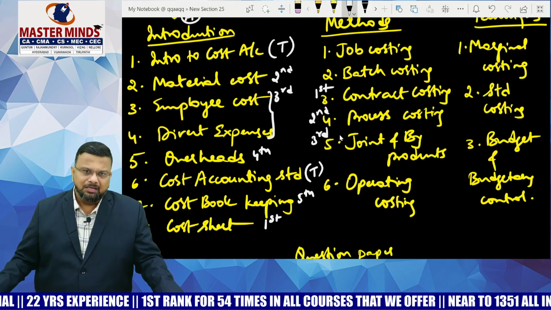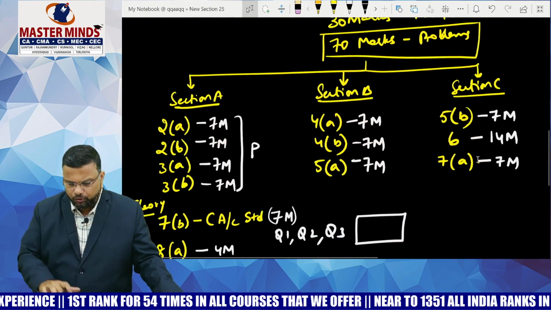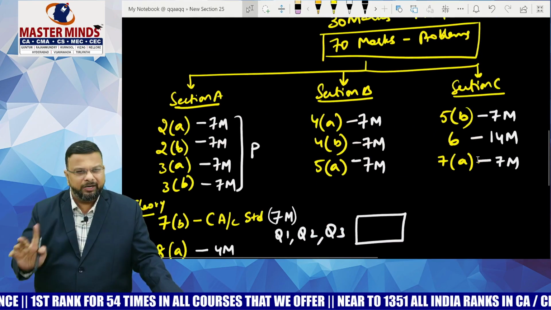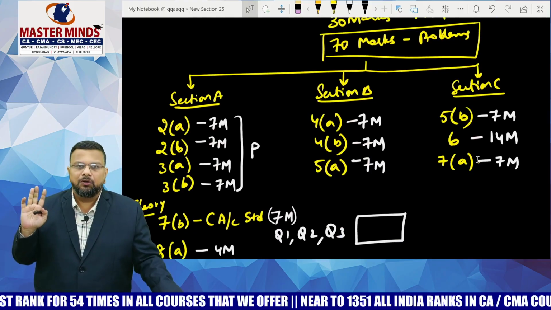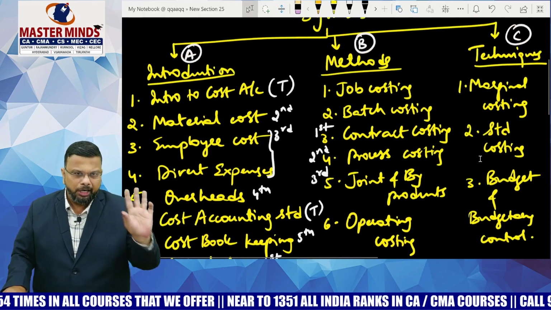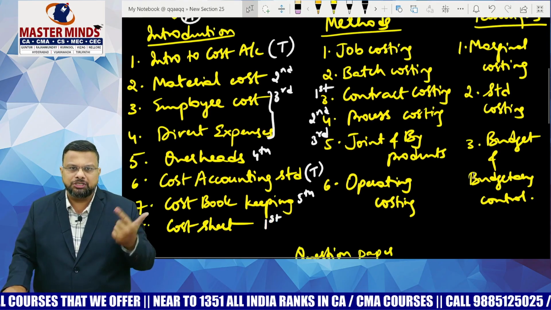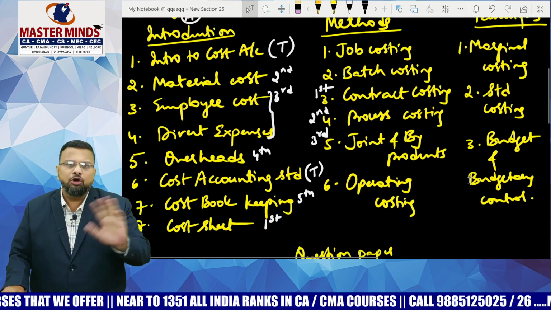But contract costing is must and should, because out of these 3 questions, 4A, 4B, 5A, 1 question will be from contract costing, must and should. Remaining 2 can be asked from any of the above chapters. So it's up to you. But contract costing is must and should. So after you have completed cost sheet, material cost, employee, overheads, then go for contract costing.